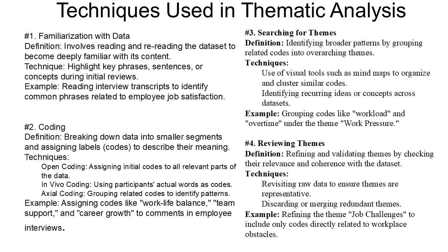Number 4. Reviewing themes. Definition: refining and validating themes by checking their relevance and coherence with the dataset. Techniques: revisiting raw data to ensure themes are representative, discarding or merging redundant themes. Example: refining the theme job challenges to include only codes directly related to workplace obstacles.